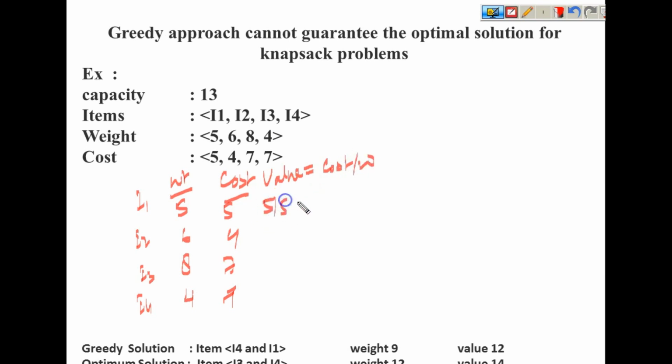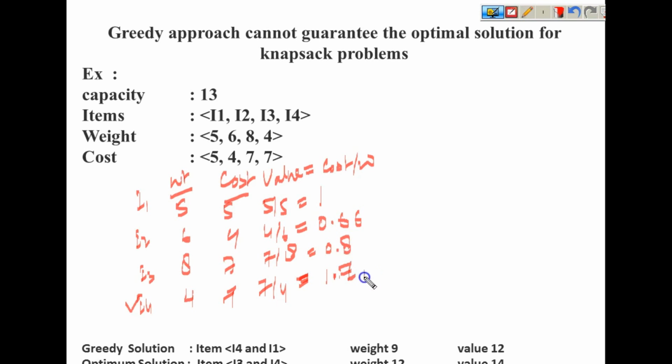So this is 5 upon 5, which is 1. Then 4 by 6, then 7 by 8, and then 7 by 4. So we get these values on solving this. If you look at these values, you can find that this value is maximum. That means this is the most precious item. So if I have to make a choice to pick any item, I am going to pick item number 4, the very first choice, because of its preciousness.